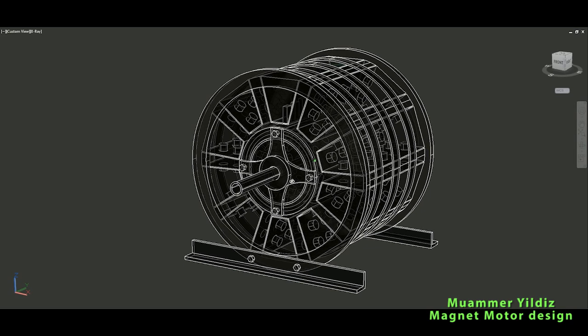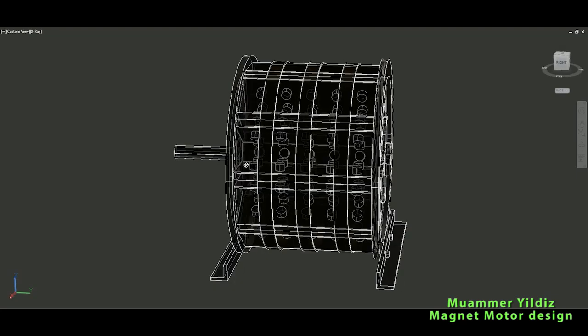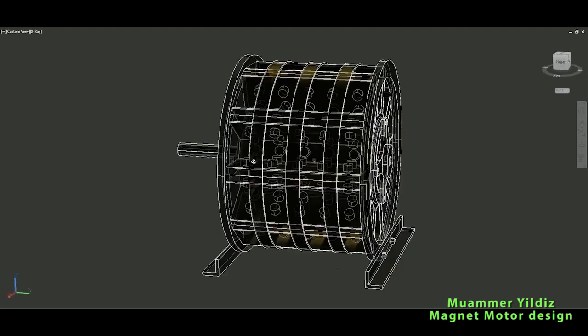I cannot say anything else about this motor except what I told you, and I hope you liked my 3D model and presentation.